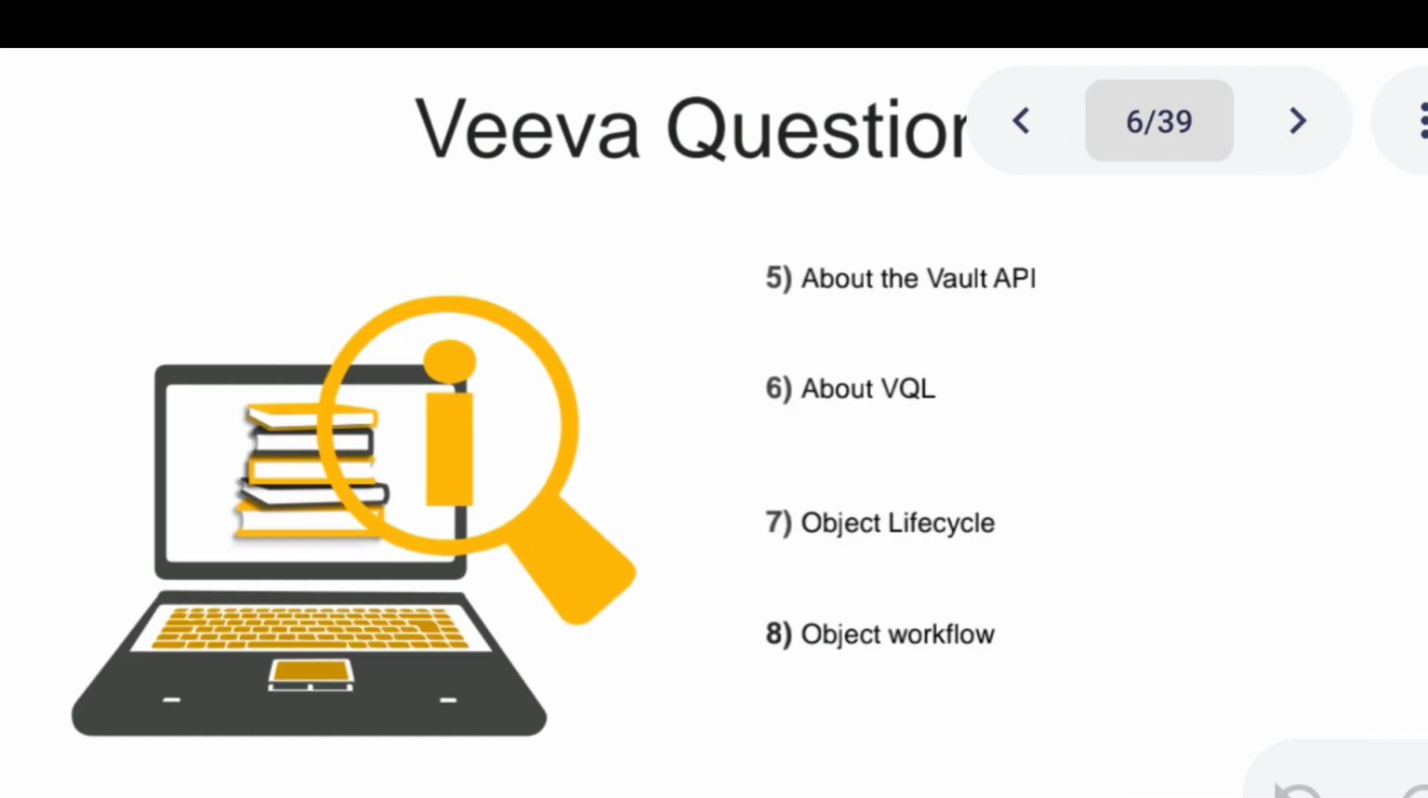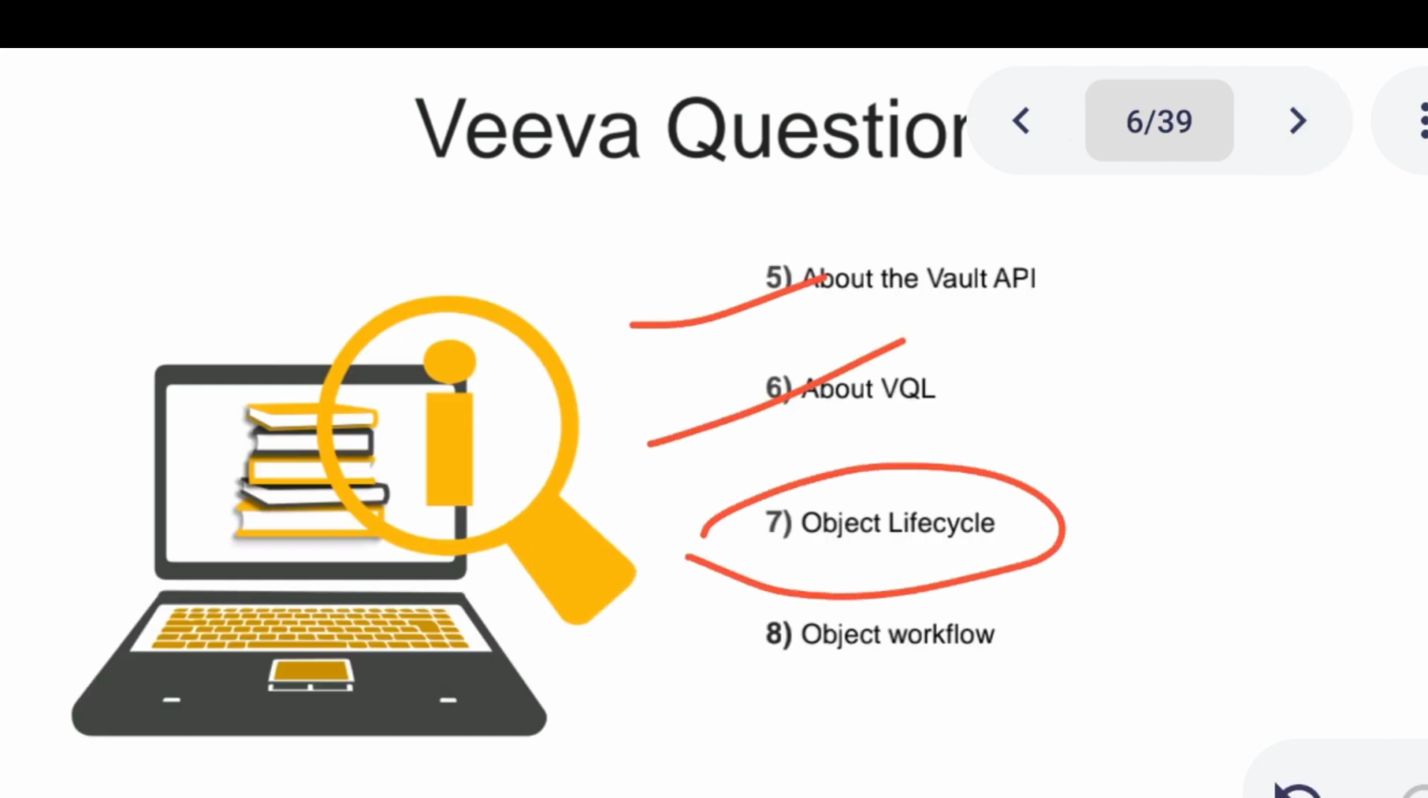Friends, talking about question number 5, about the Vault API, about the VQL, object lifecycle, object workflow. So friends, all the questions till now that we have discussed are most important questions and will be asked in every interview.